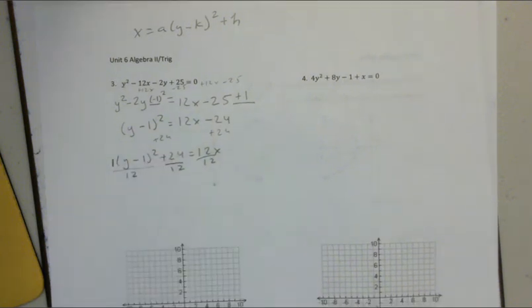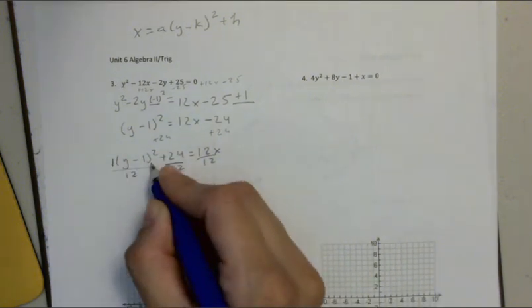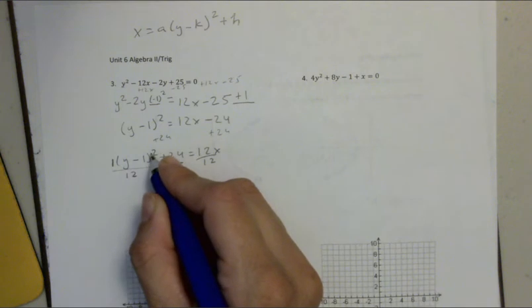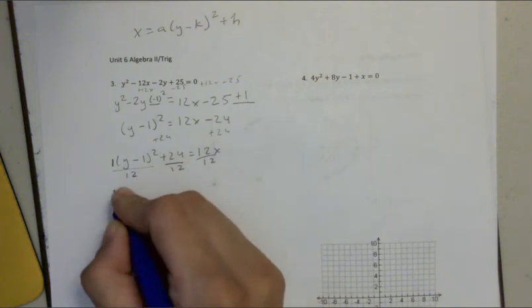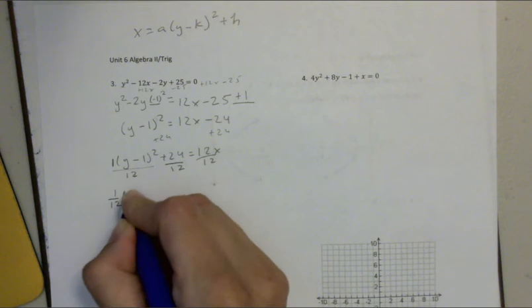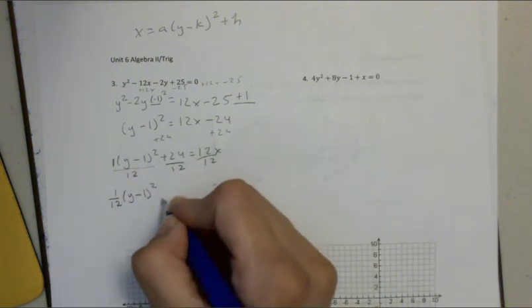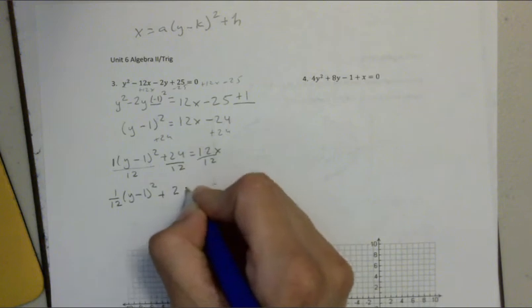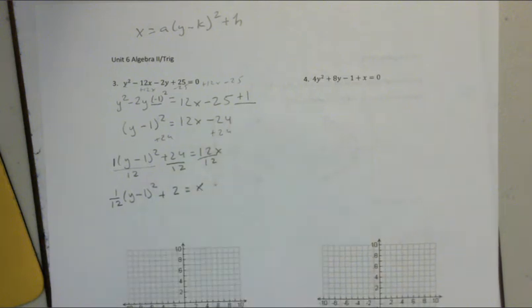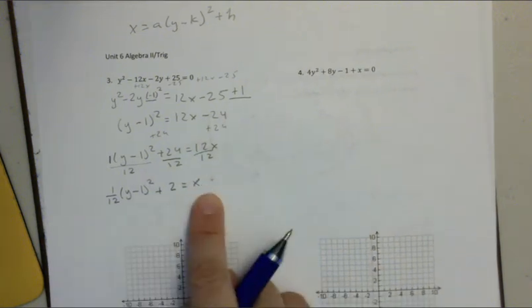Okay, so when I simplify this, instead of writing (y - 1)^2 over 12, I'm going to think of it as 1/12 times (y - 1)^2. And then here I'm going to simplify, so plus 2 equals x. All right, so now I have it in vertex form.